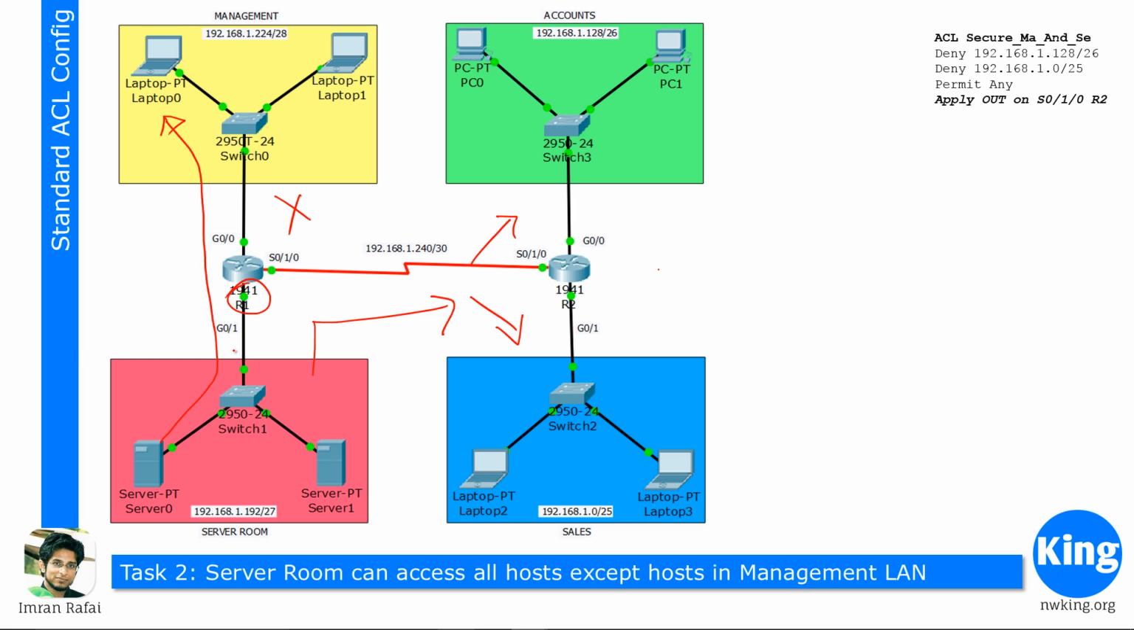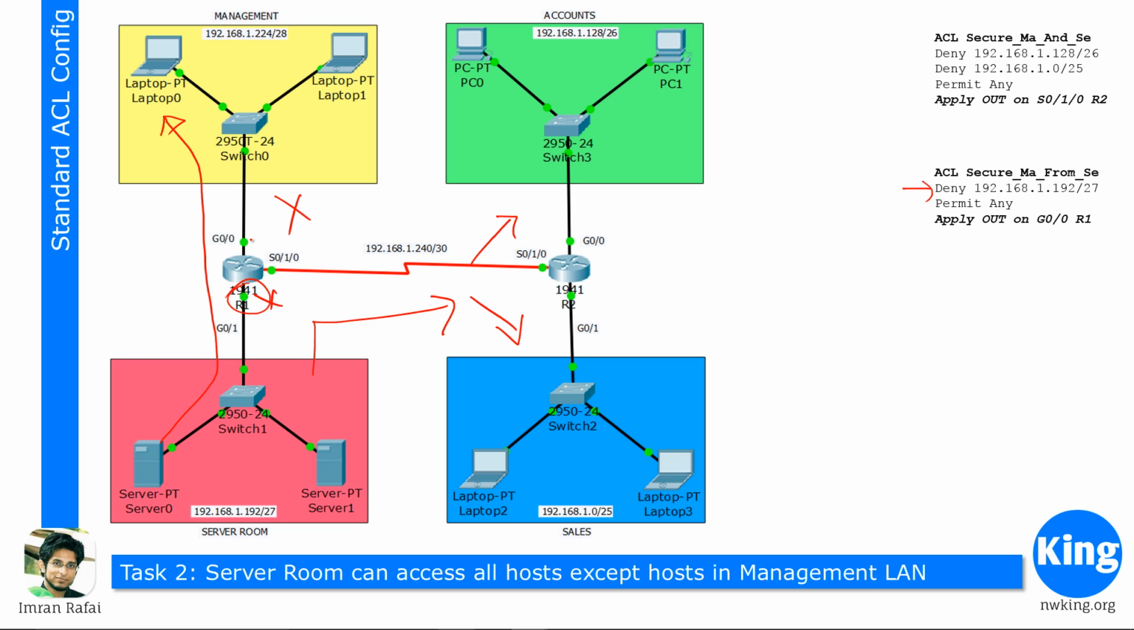So every traffic, even traffic that is going to accounts, will still have source IP address as this one, 192.168.192. Anything that is going to sales also will have source IP address 192.168.192. So if I apply an access list, and let's say the access list is this, deny 192.168.1.192, which is this whole network, and I put it in G0/1, all traffic going to even accounts and sales also will get dropped. That's not what we want. We want only traffic going to management.